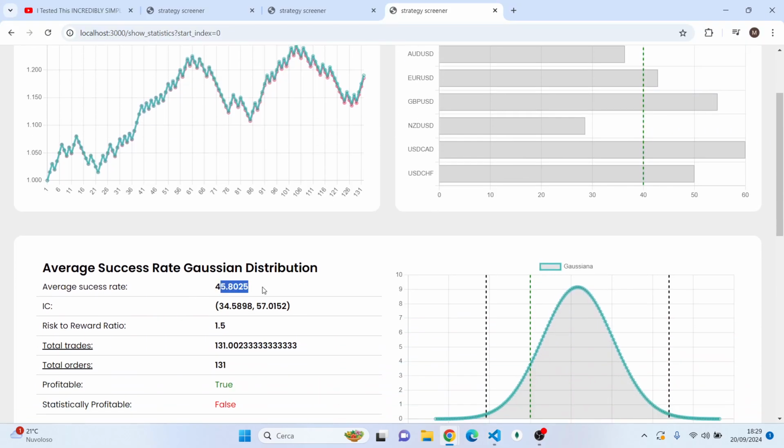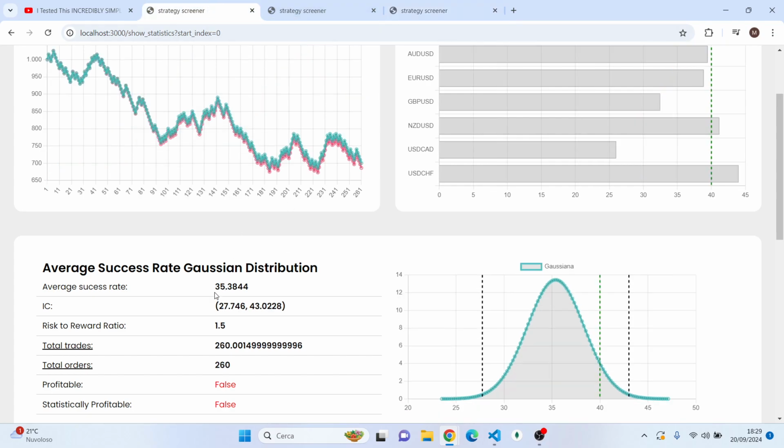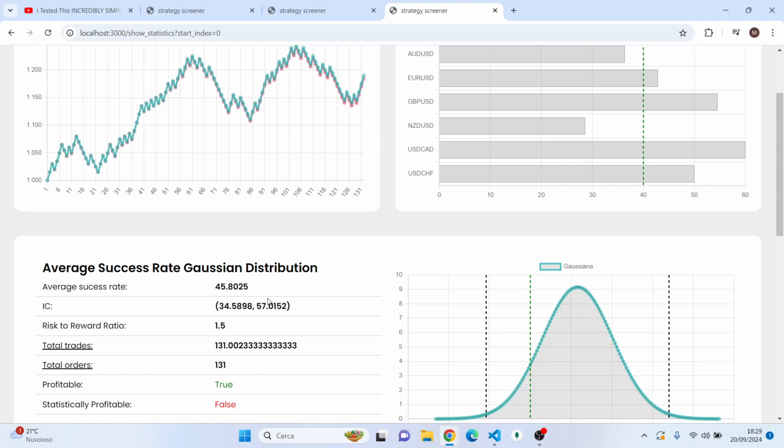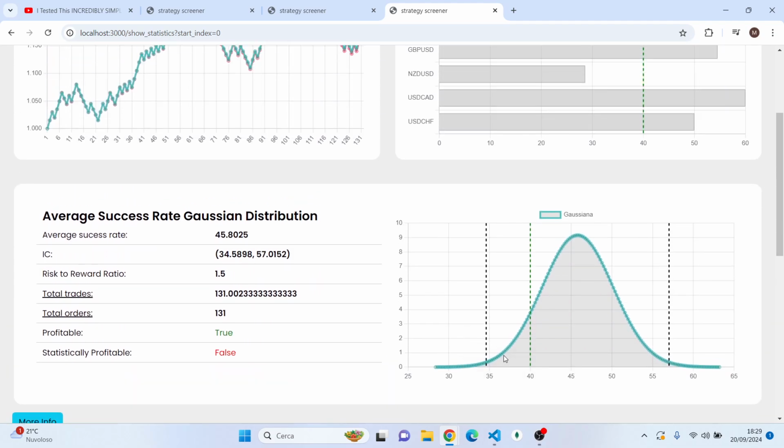Okay, as you can see, we improved the strategy by 10 percentile points. We now have 45 as average success rate, but the strategy is not statistically profitable. We expected an average success rate of like 70, but with only 24 trades. As you can see, now we have 100 and more trades because new positions were opened. But anyway, we are still profitable, and it's pretty good.